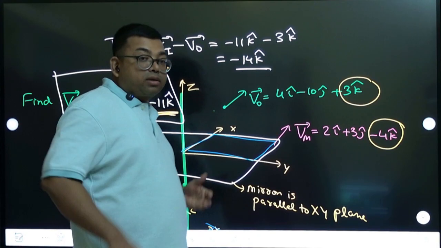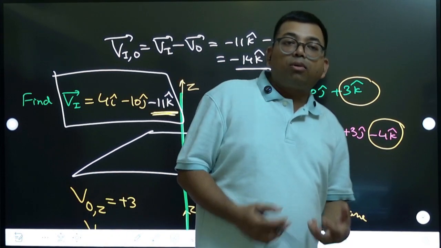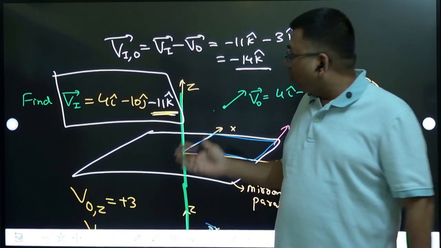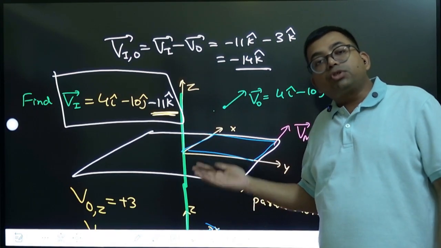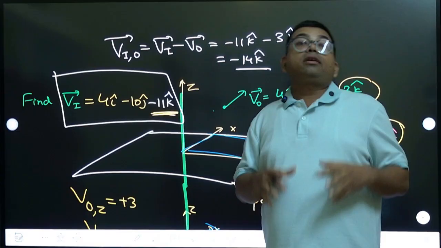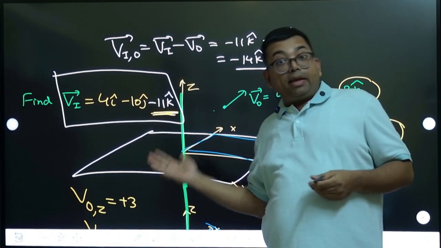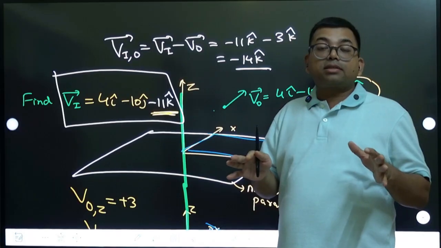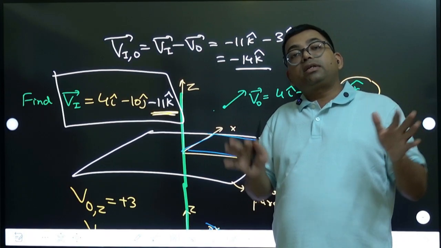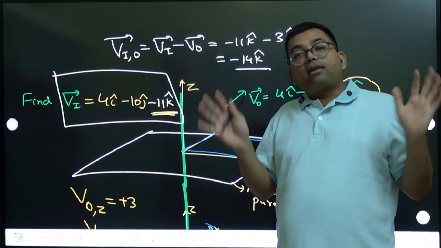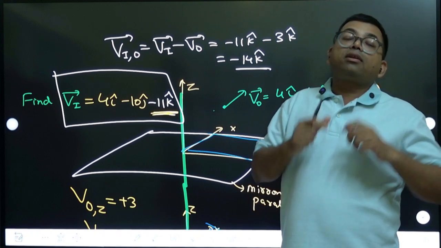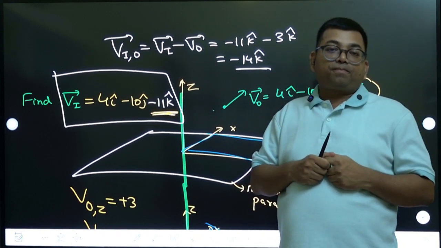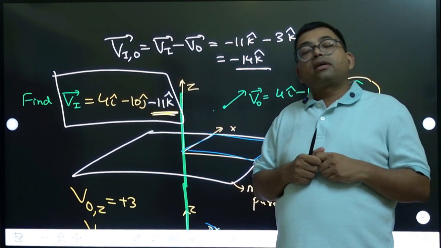But if it is more complex, they will give the equation of the plane. If they give the equation of the plane of the mirror, which is neither xy nor yz nor xz, not parallel to any of them, some other plane, that is where complex calculation will happen.